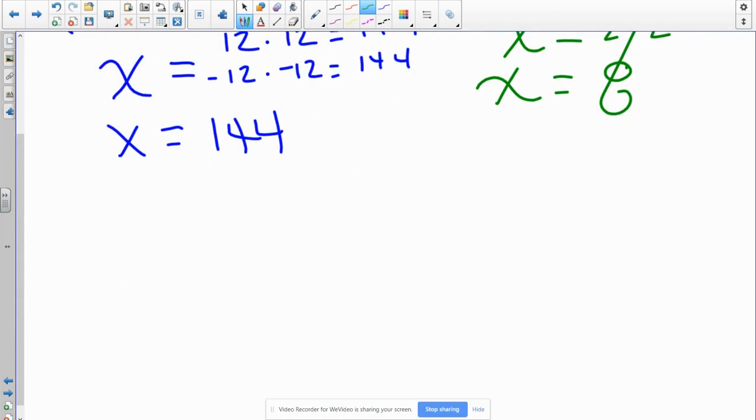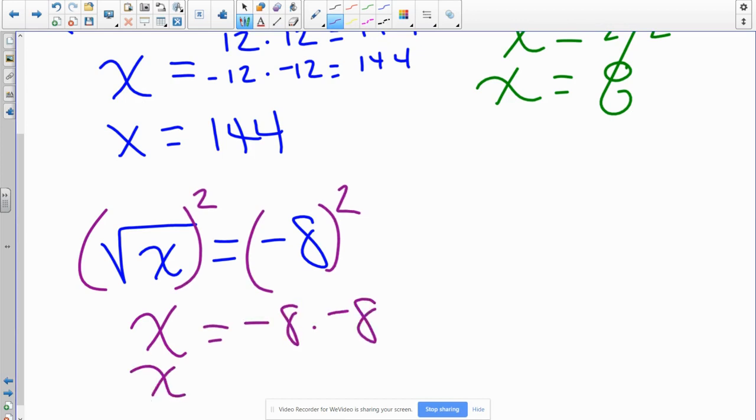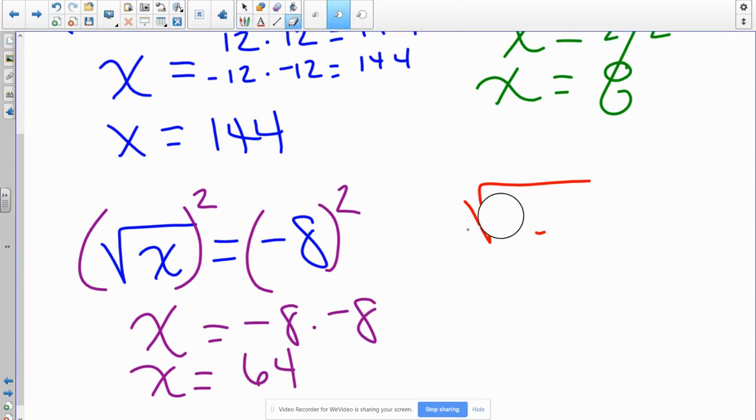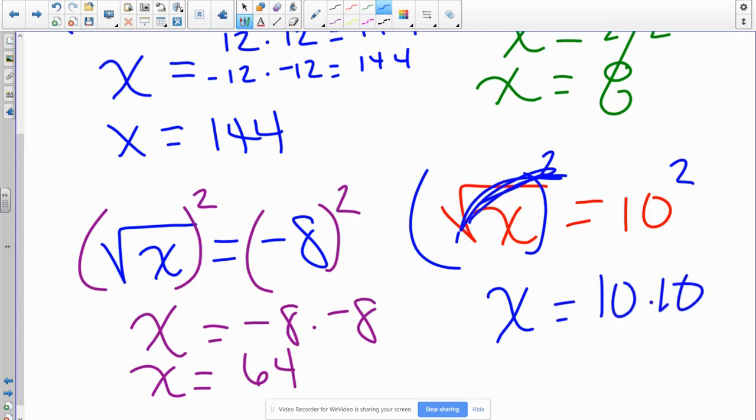A couple more examples here. Let's say the square root of x equals negative 8. So we're going to undo the square root by squaring both sides. This leaves me with x, and now I have negative 8 times negative 8. So x is equivalent to 64. The square root of x equals 10, I apologize. So we're going to square to get rid of the square root to make the inverse, which would leave us with x because these cross each other out or inverse each other. And 10 times 10 is 100.